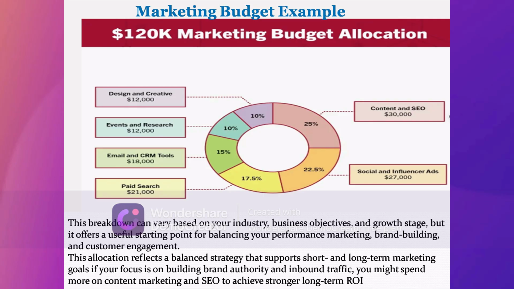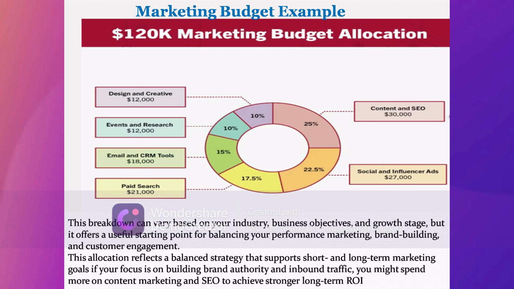Then for events and research, you allocate again 12,000 rupees. For email and CRM tools, you spend 18,000 rupees. For paid search, you pay 21,000 rupees. For social and influencer ads, you pay 27,000 rupees. For content and SEO, you pay 30,000 rupees. So this is an example of a marketing budget allocation.